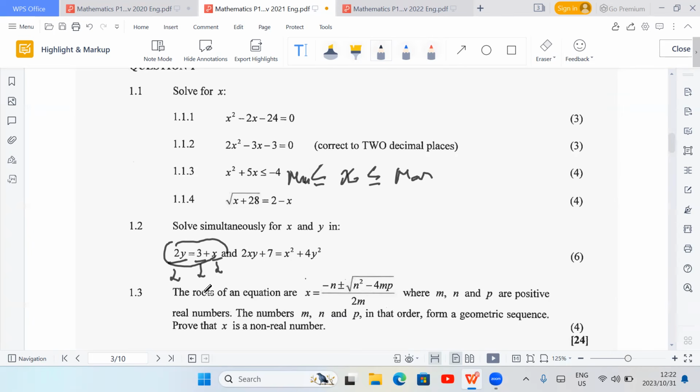Shucks. Now we have fractions, right? If we have fractions, this is now complicated. You are at a dead end. So do not approach it like that. Try to make x the subject of the formula. You'll have x equals 2y minus 3.